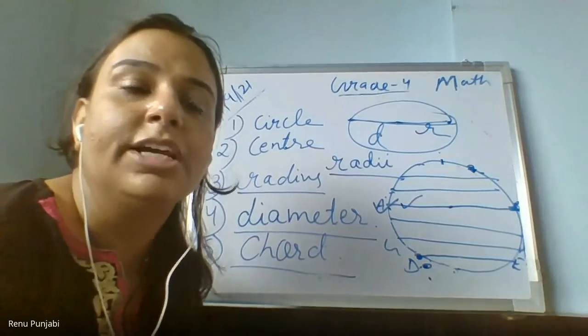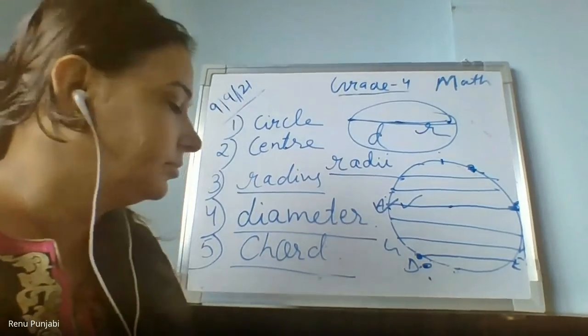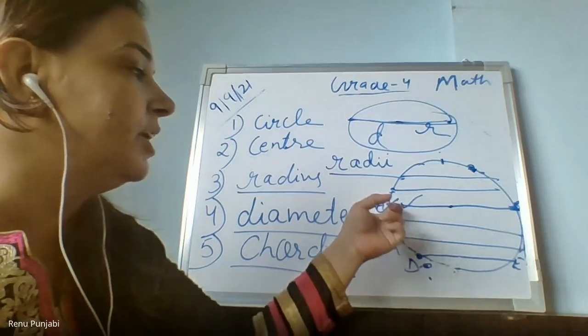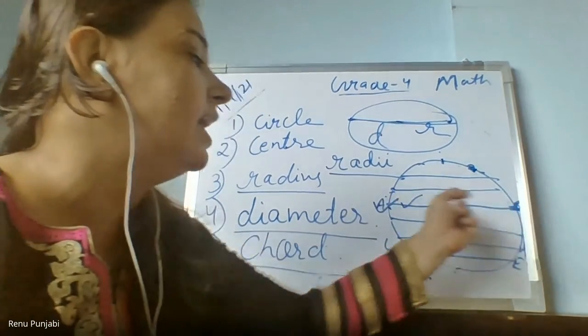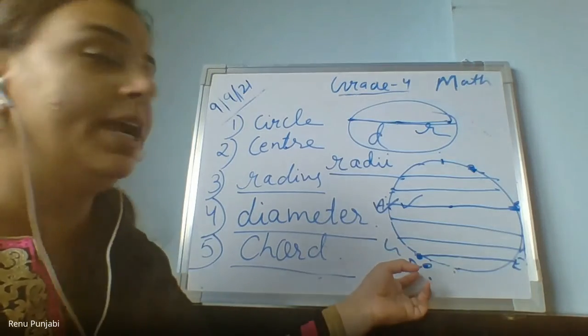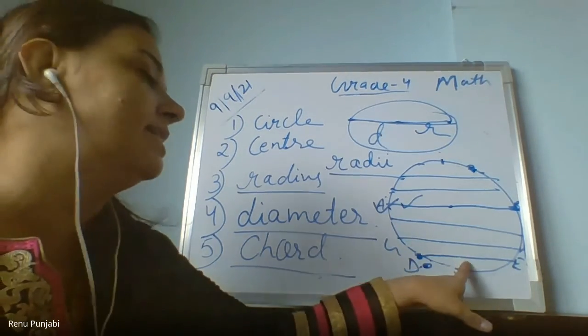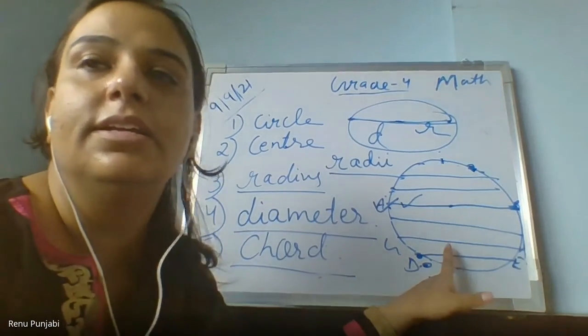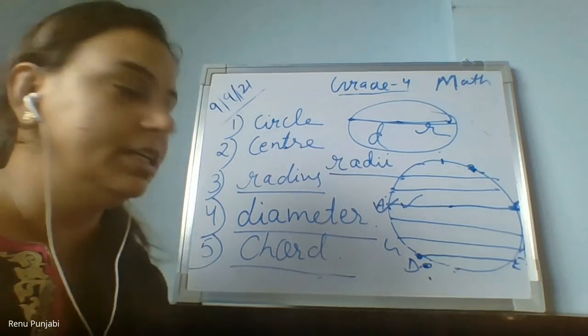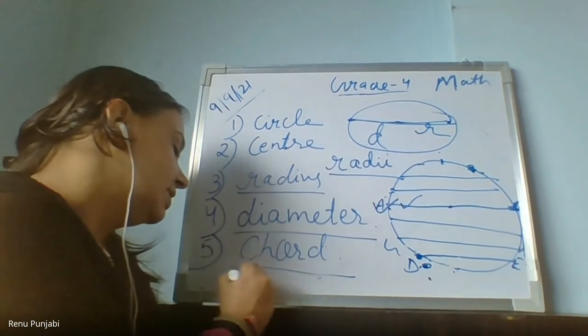Yes, Kavisha, can you explain to us? Ma'am, diameter can be a chord because both the endpoints are touching the boundary of the circle. But chord cannot be a diameter because the chord line segment is not passing through the center of the circle. Got it? Now we learn about the semicircle.